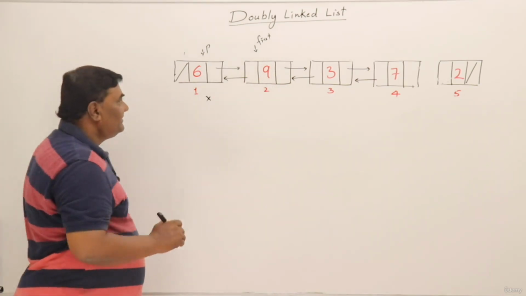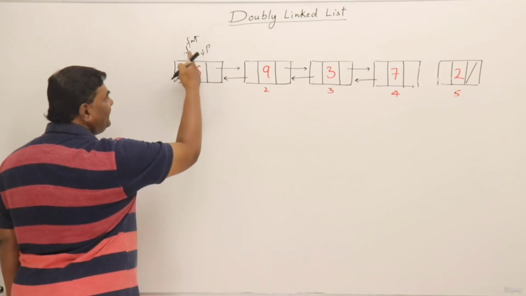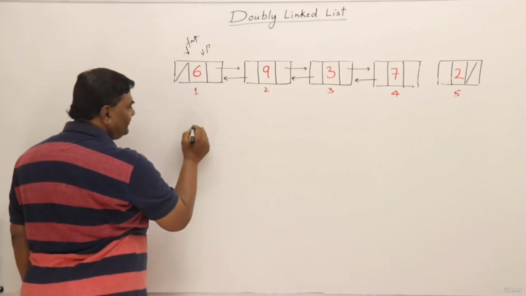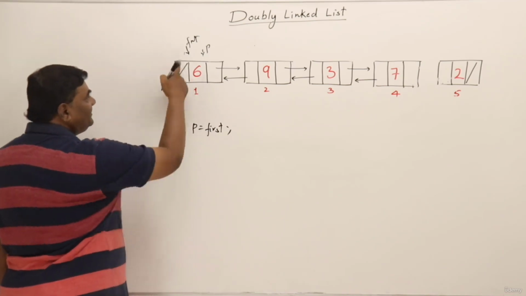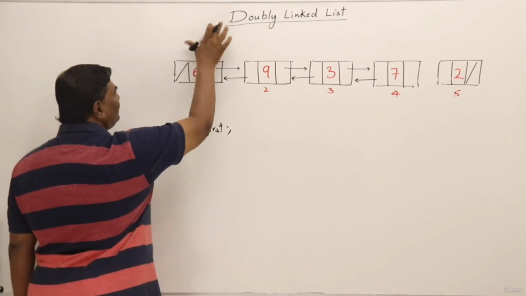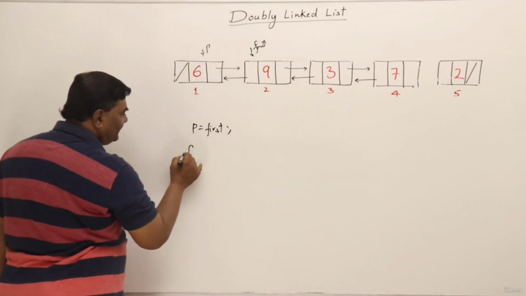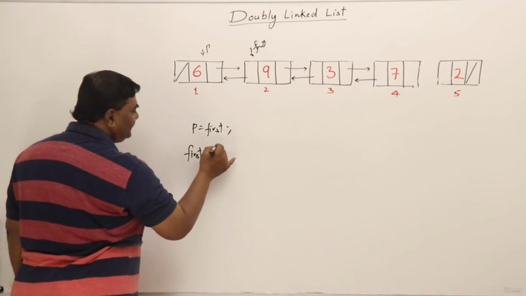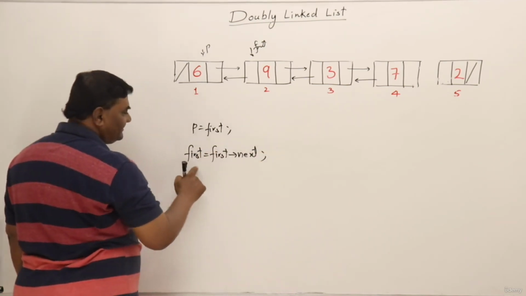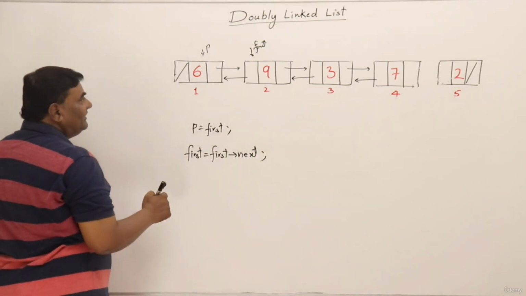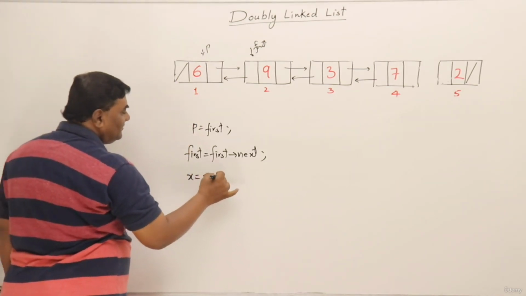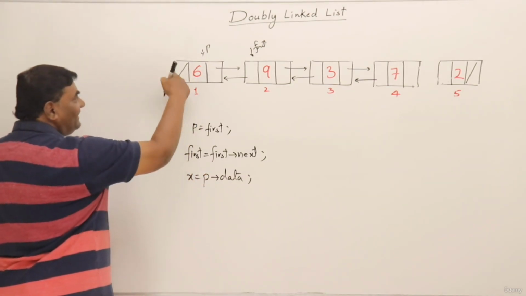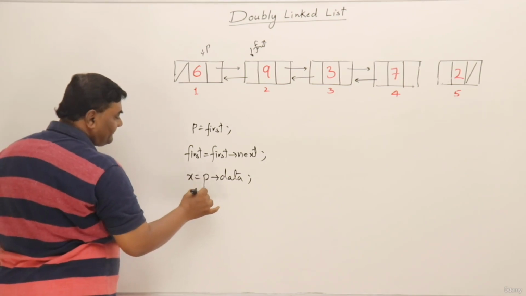Let me write down the steps. First step is bring P upon first. Then move first to the next node: first assign first next. Then take out the value and delete the node. P's data is taken in x and delete the node.